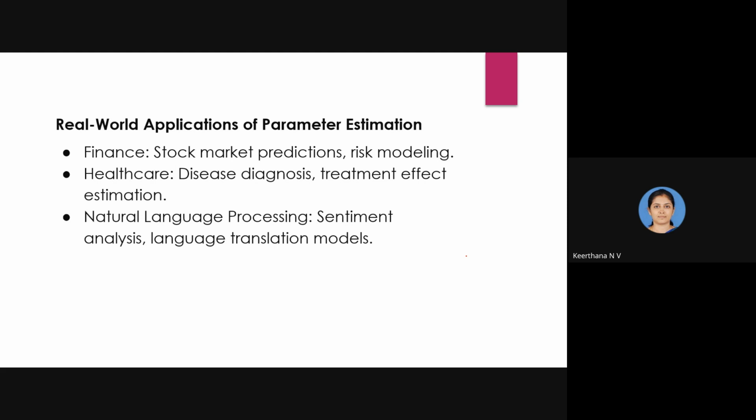So in NLP, that is natural language processing. NLP is purely for transformations of your messages, that is text to text or text to speech, speech to text, audio to video, video to audio, like that. Bridging any two of these kinds, NLP plays a major role. But in NLP, if you are doing sentiment analysis or language translation models, parameter estimation plays a major role in estimating those models' data. So these are the real world applications of parameter estimation.